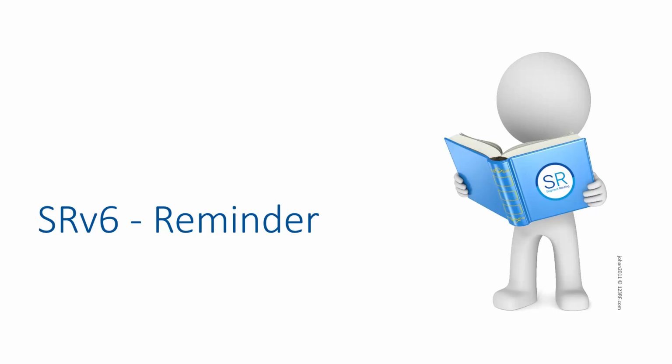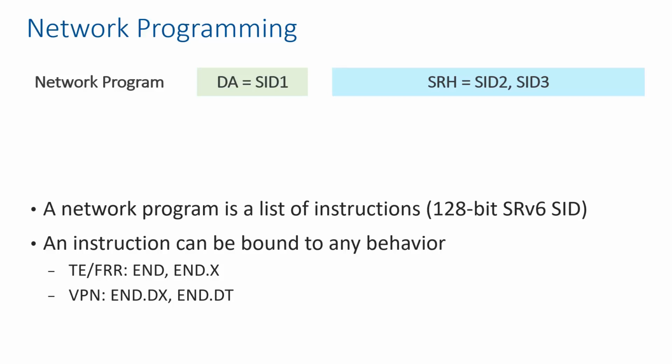So let us give a short introduction to segment routing v6. The heart of the segment routing v6 solution is the network programming model. You know that in segment routing, we express the program that we execute on the network as a list of instructions. And this list of instructions are represented as 128-bit segments. They have the form of an address. And this list of instructions, of segments, the first instruction is placed in the destination address.